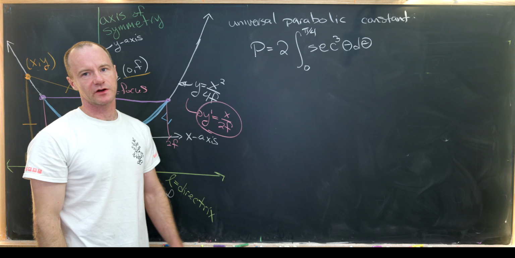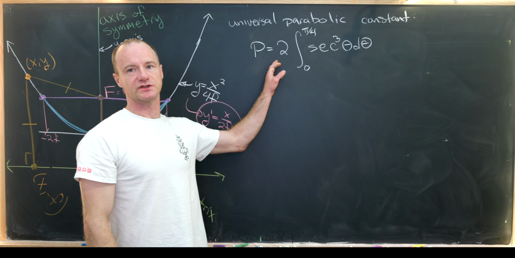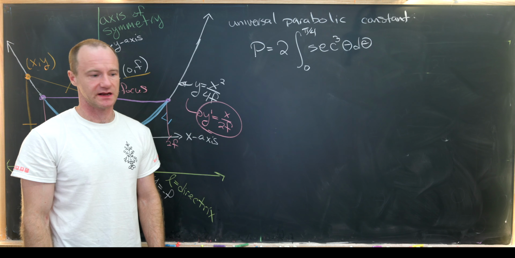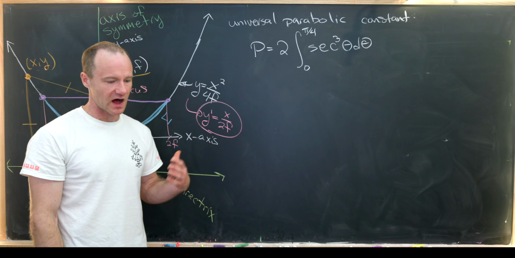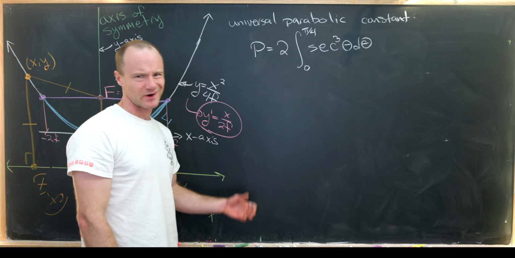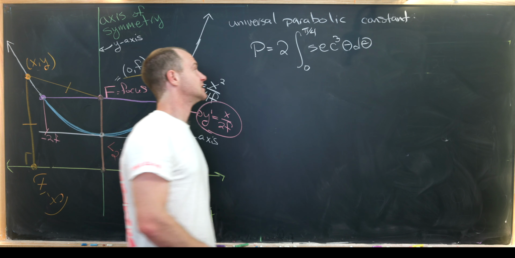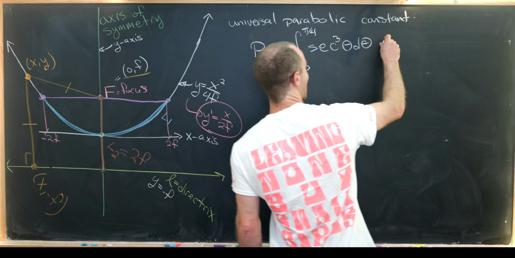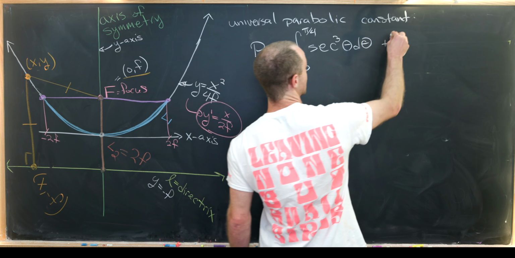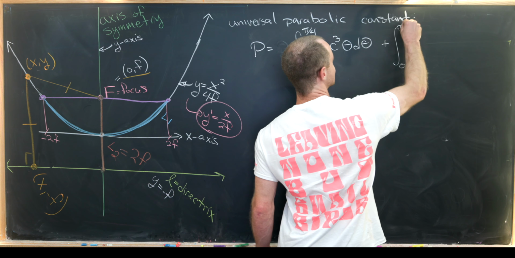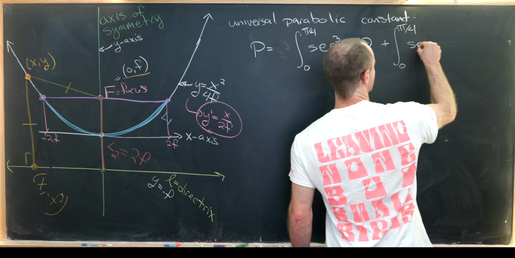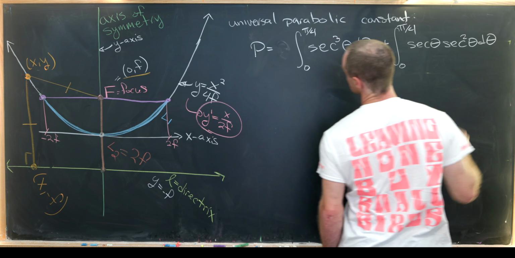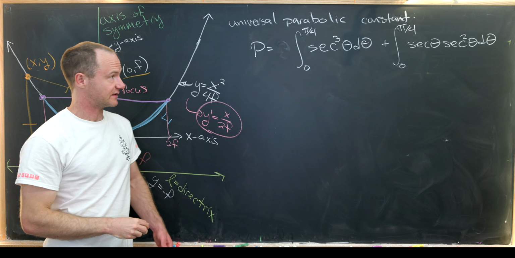So here's where we left our calculation. Our parabolic constant was equal to 2 times the integral from 0 to pi over 4 of secant cubed theta d theta. Now we're going to finish this off with a combination of integration by parts and one of my favorite tricks. So the trick that I'll use here is to erase this 2 and then add another copy of this integral in. But the other copy I'll write as the integral from 0 to pi over 4 of secant theta times secant squared theta d theta. So I haven't changed anything here.